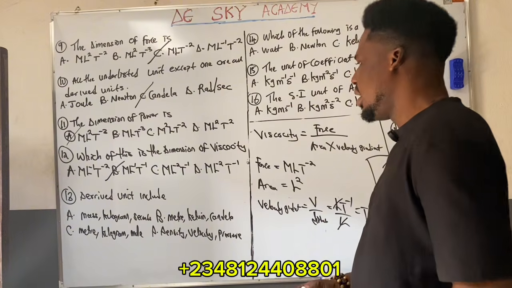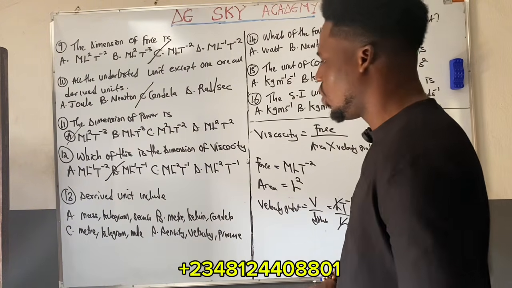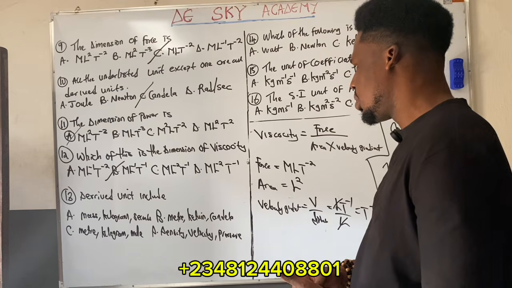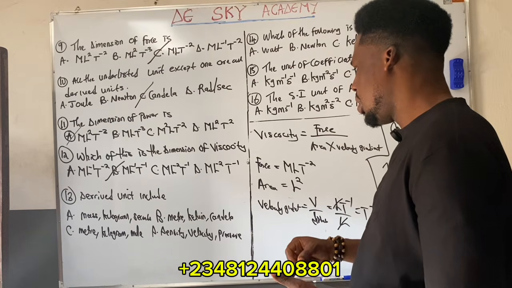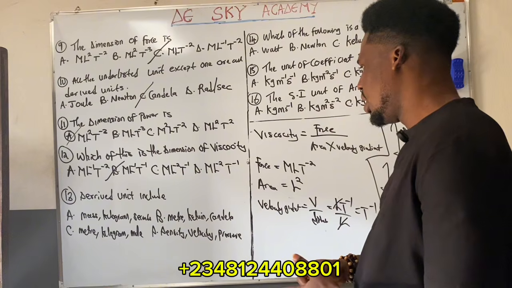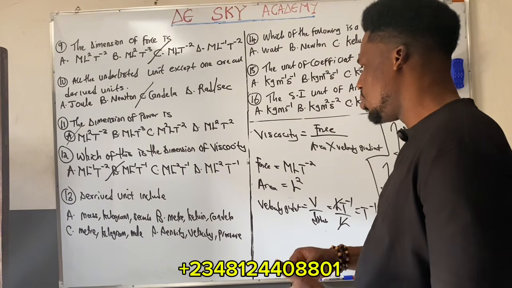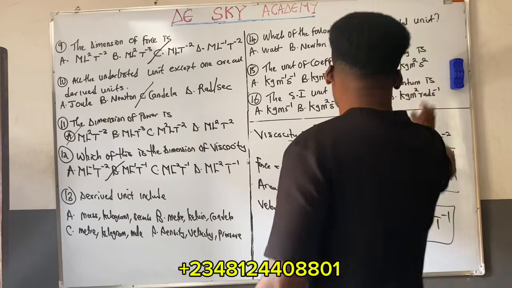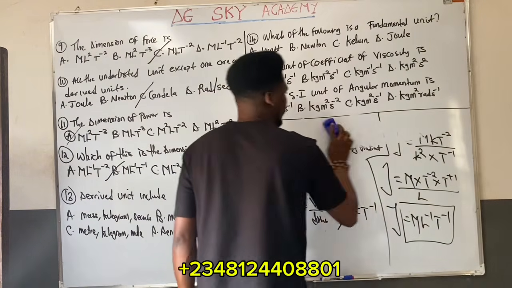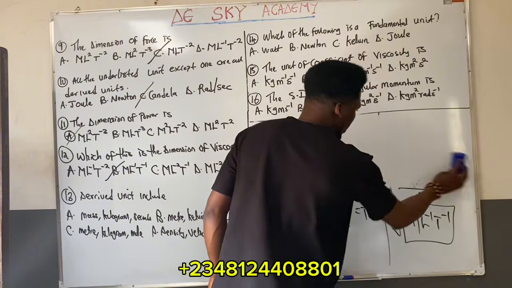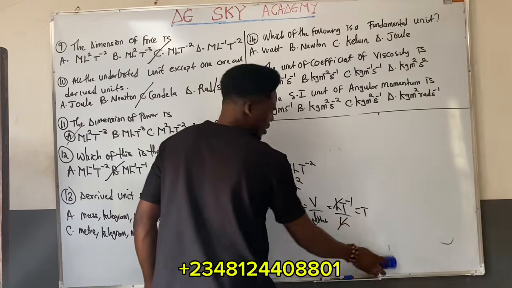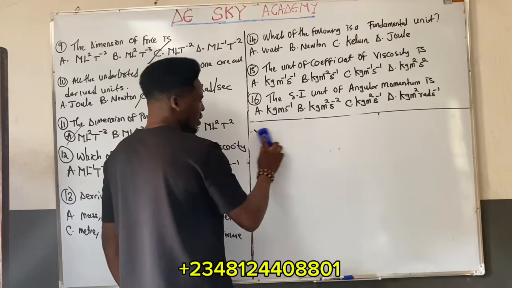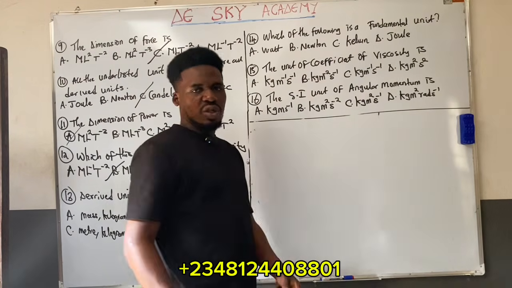Number 13. Derived units include. What is a derived unit? It includes option A, mass, kilogram, seconds; B, meter, Kelvin, candela; C, meter, kilogram, mole; D, density, velocity, pressure. I've told you what fundamental quantities are. If you know what fundamental quantities are, then you know what a derived quantity is. So first of all, what are fundamental quantities?